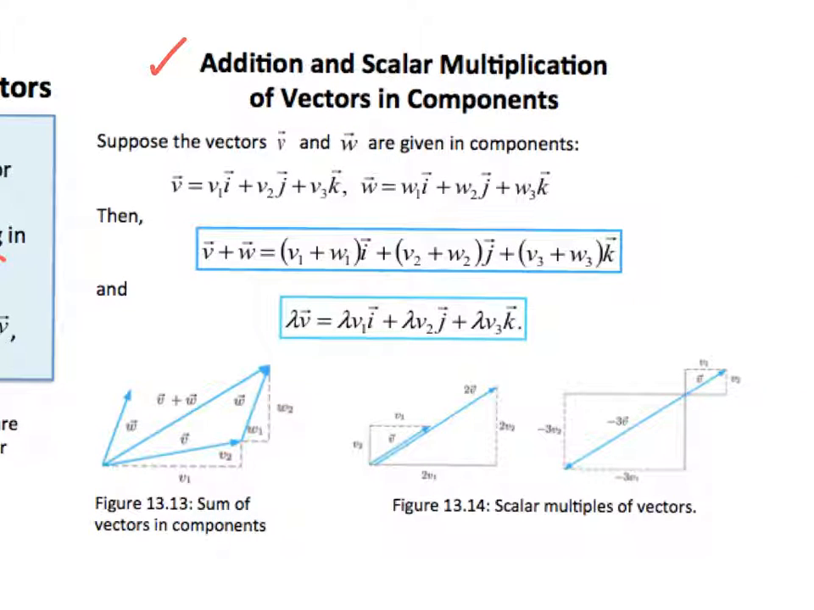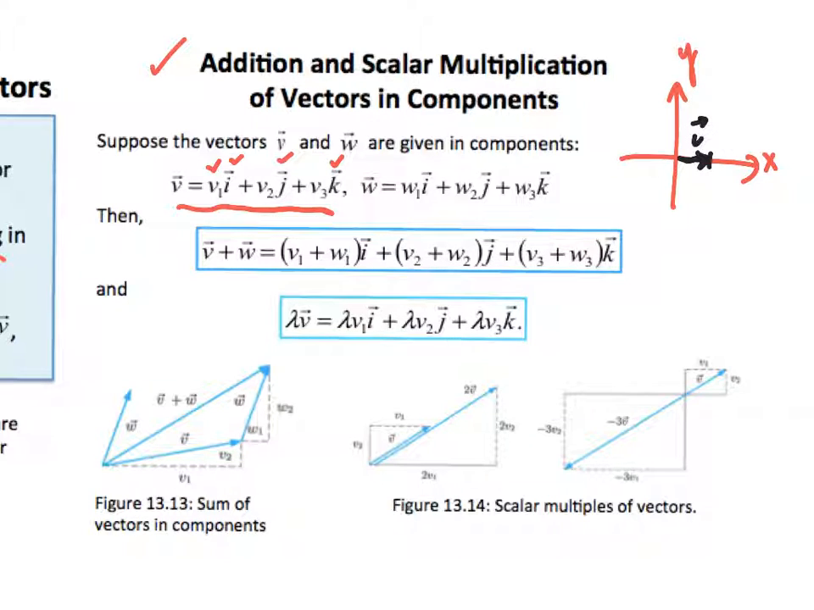Now on the lower right hand part of your page, we have addition and scalar multiplication of vectors in components. We can write vectors in component pieces, where we have a magnitude times a unit vector, and we have i, j, and k. What's i, j, and k? Well, if we have the x and y axis, i is simply going to be the vector in the x direction, which is 1 unit long. So this is your i vector.